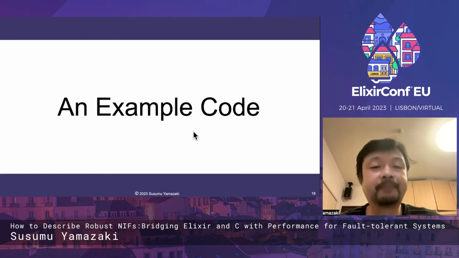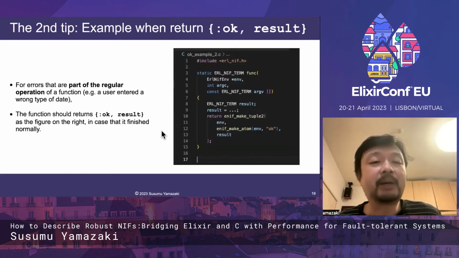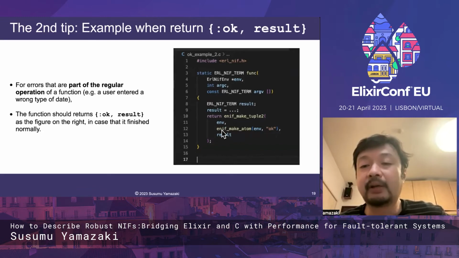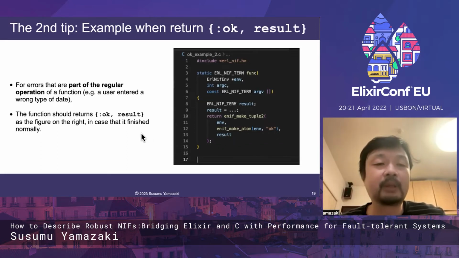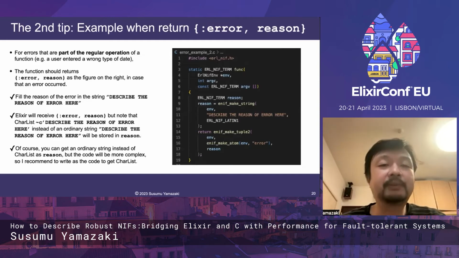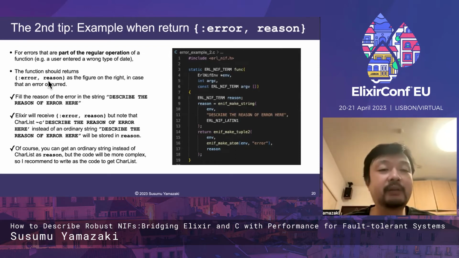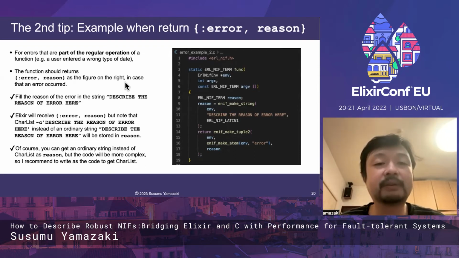An example code. For errors that are part of the regular operation of a function, the function should return :ok and result, as in the figure on the right, in case that it finishes normally. Here is a tuple, and here is the atom :ok, and result. The function should return :error and reason, as in the figure on the right, in case that an error occurred.